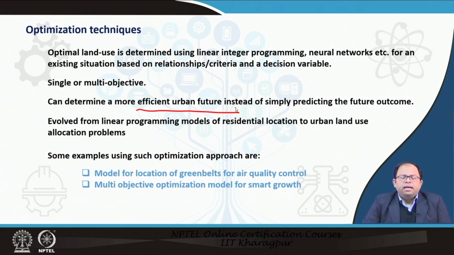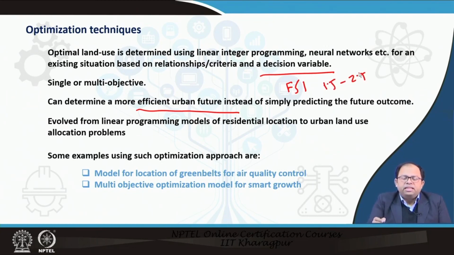So I can say that the decision variable is FSI, or density. If that is increased, what would be the change, what would be the optimal land use pattern that will emerge when this FSI is increased from maybe 1.5 to 2.5? And how can we determine that? That is based on a lot of relationships and criteria which link FSI with the land use pattern.